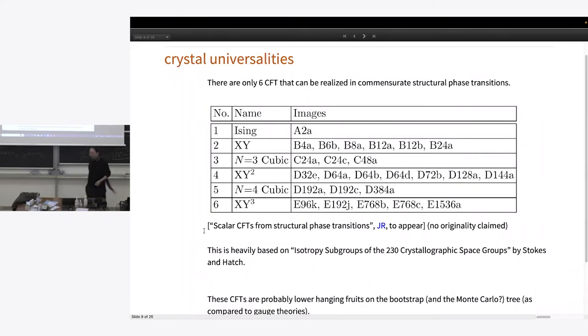If you really look into these literatures, there are just six that can be realized as commensurate structural phase transitions. I will not explain what commensurate means, but these are the critical ones. I haven't included any tricritical points. I will include this table in my review, but I'm not claiming any originality in this table. It's heavily based on the beautiful book written by Stokes and Hatch. I should remind you that these are perturbative results from the epsilon expansion. Non-perturbatively, we don't really understand whether there could be other possibilities or not.